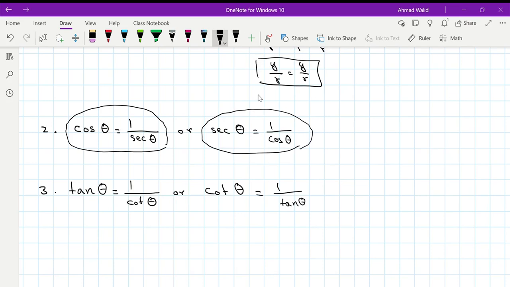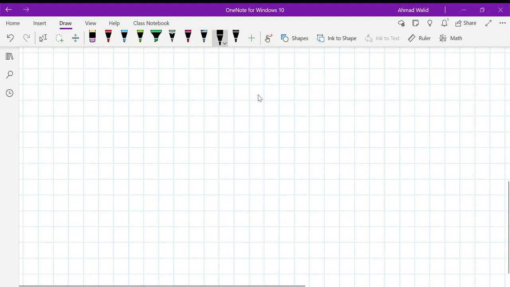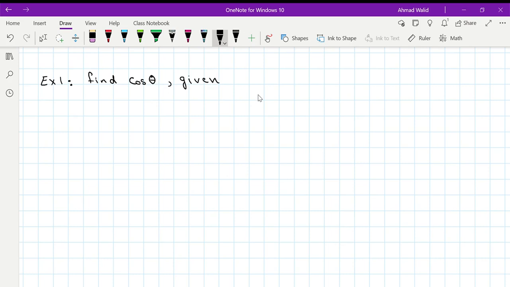Correct? Now, let's do an example using these reciprocal identities. Example number 1. Find cosine theta, given that secant theta equals 5 over 3.